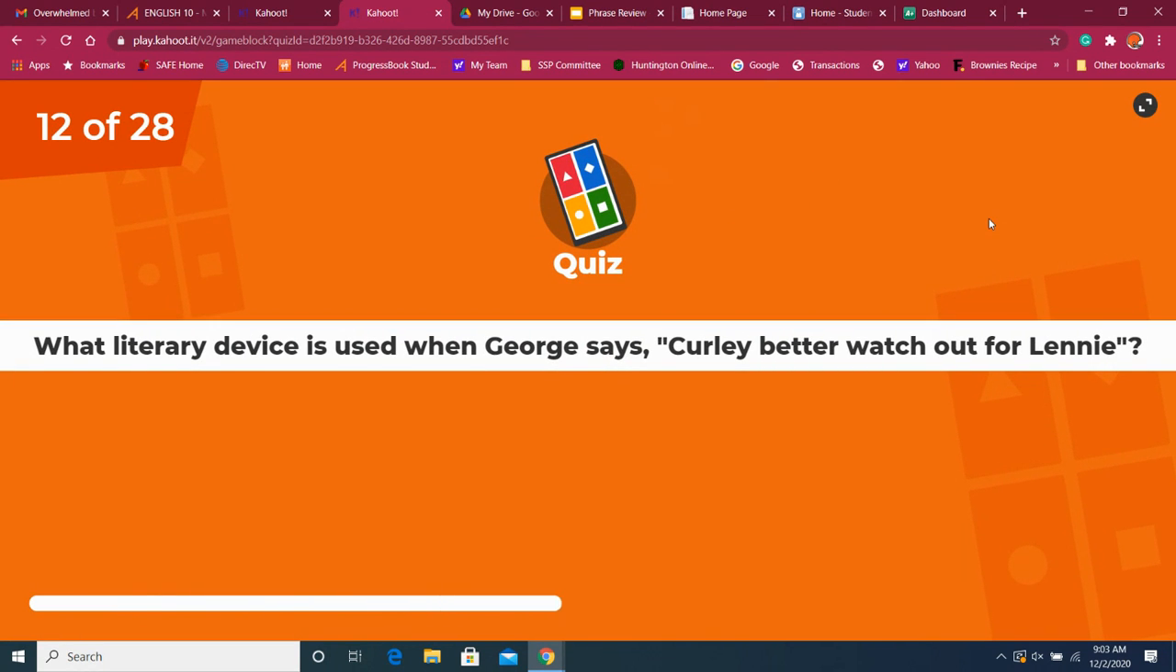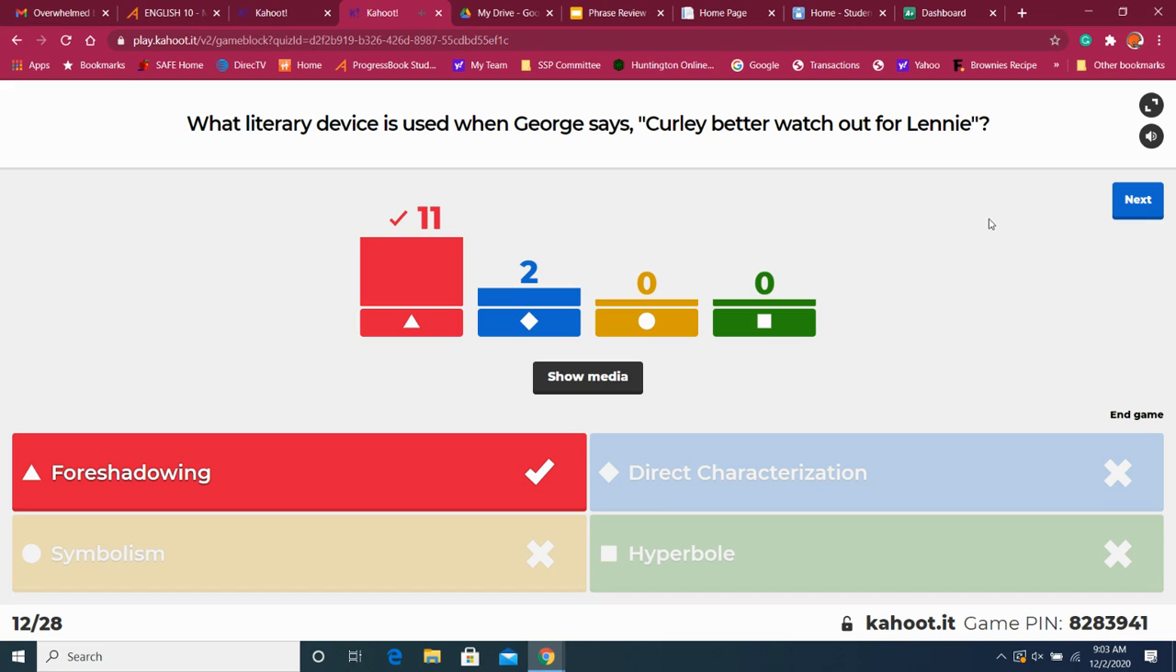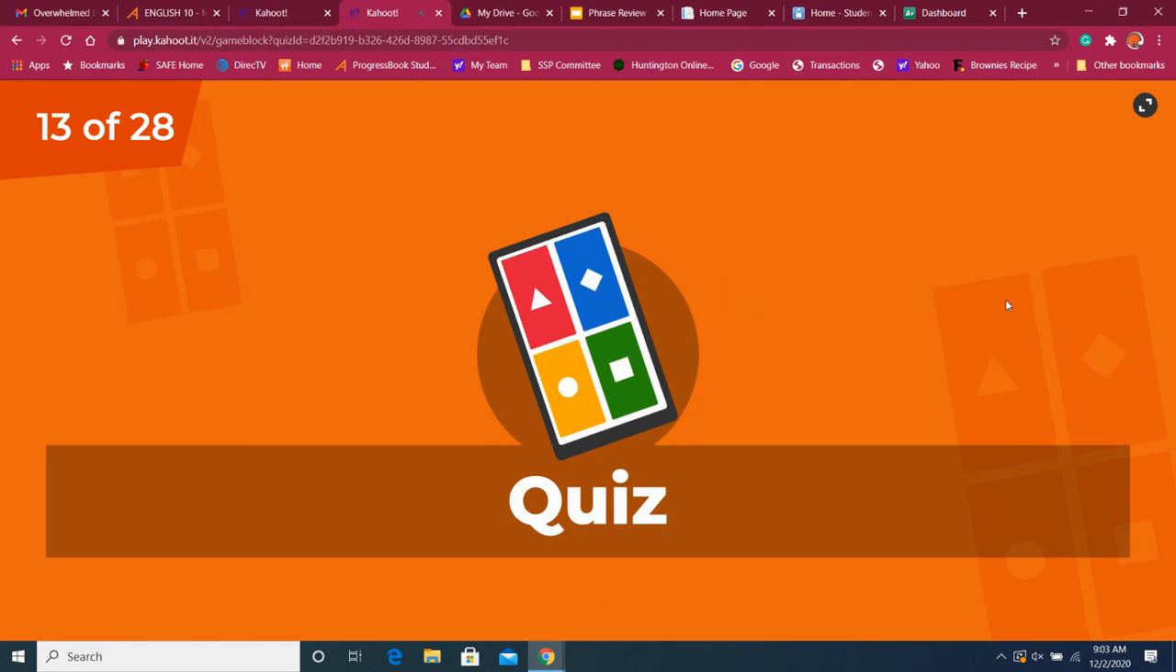What literary device is used when George says Curly better watch out for Lenny? Is that foreshadowing, direct characterization, symbolism, or hyperbole? Good. It's foreshadowing, and he was right. Okay. All right. Just a little movement there.